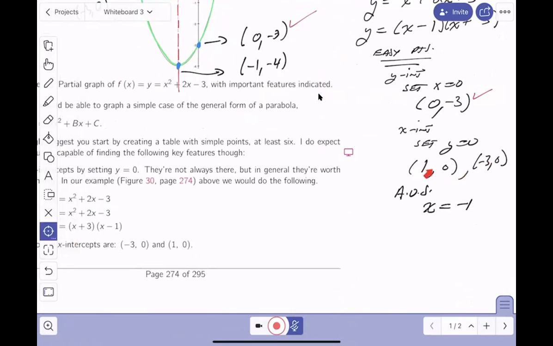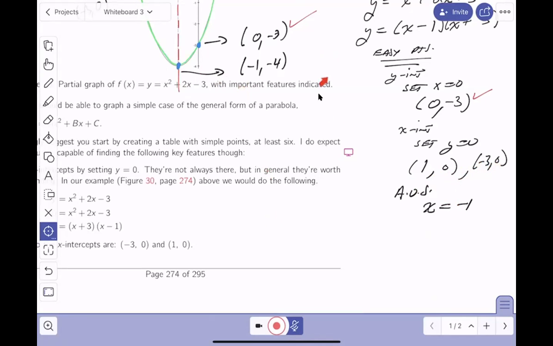If you look at these points over here, the dead center point would be, well, you add them together, divide by 2. So it's going to be 1 plus -3, which is -2. -2 divided by 2 is -1. That's what the x is. And of course, the 0 plus 0 is 0. 0 divided by 2 is going to be 0.